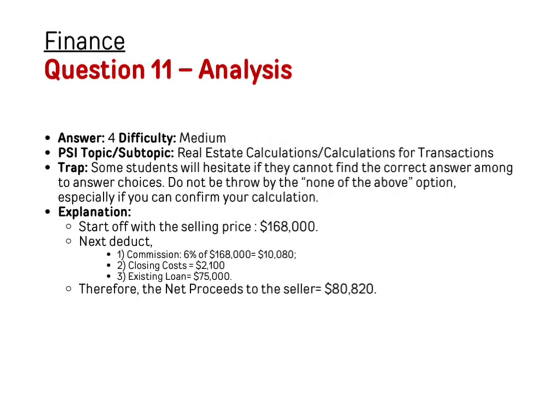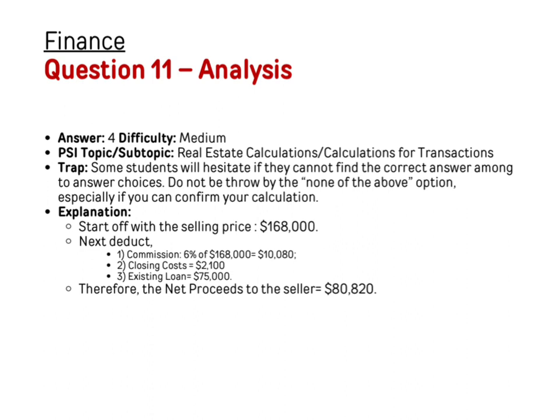Finance question 11 analysis. Answer: 4. Difficulty: medium. PSI topic subtopic: real estate calculations, calculations for transactions. Trap: some students will hesitate if they cannot find the correct answer among the answer choices. Do not be thrown by the none of the above option, especially if you can confirm your calculation.